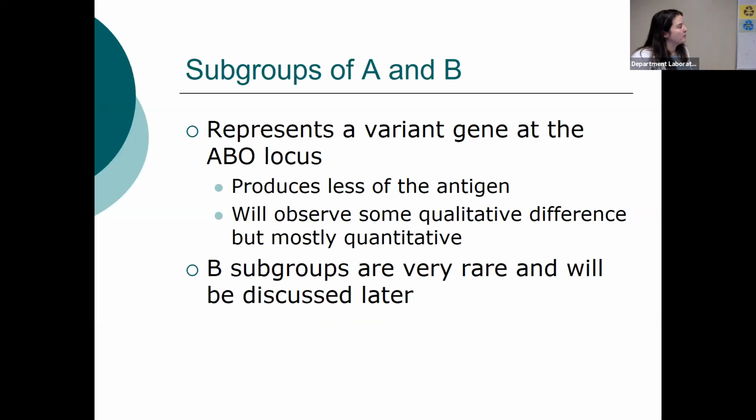I mentioned a while ago some subgroups of A and B. What this represents is a variant gene at the ABO locus. And so what's going to happen is it produces a lesser amount of the antigen. That's why A2 is not as strong as A1, and that's why A2 has more H substance, okay? We'll focus more on A subgroups. There are some rare subgroups of B, but again, they're very rare. In lecture 3, I think we'll talk about some, but we really want to focus on the subgroups of A. That's what you will most commonly encounter in blood bank.